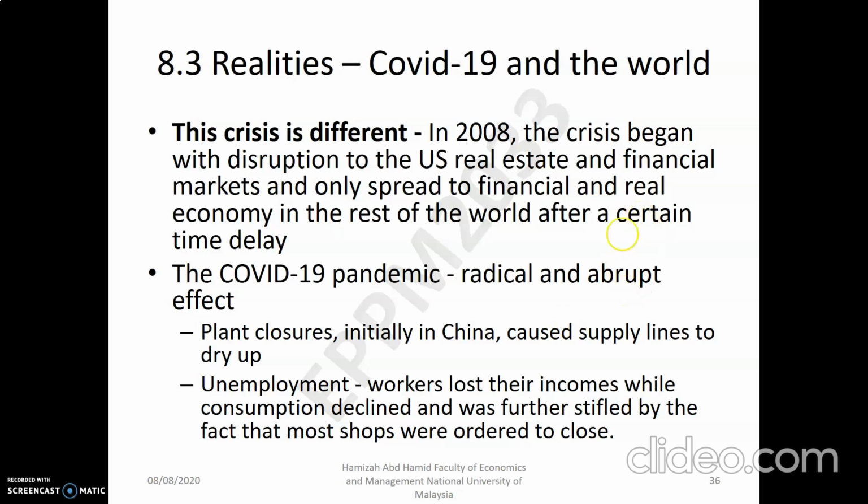So what we are seeing right now is plant closures, facility closures. So supply lines are drying up. What we are really seeing right now is unemployment. And when you are graduating, in the next few months or in one or two years, your job environment will look very different from your brother or sister's, or your parents'.